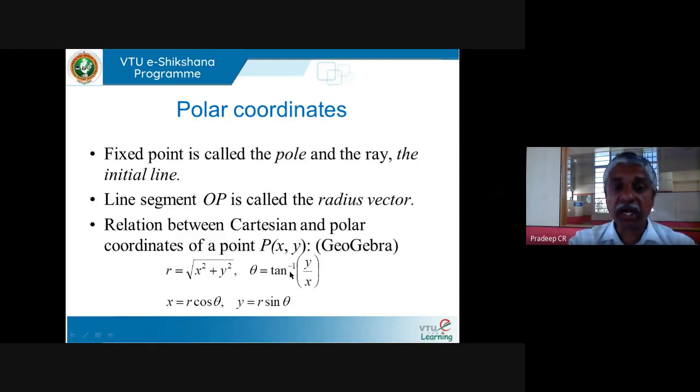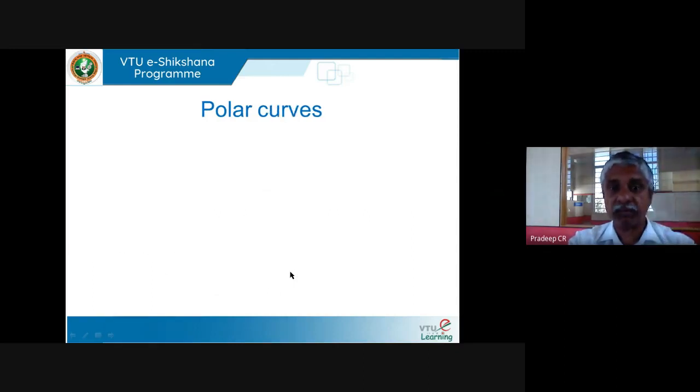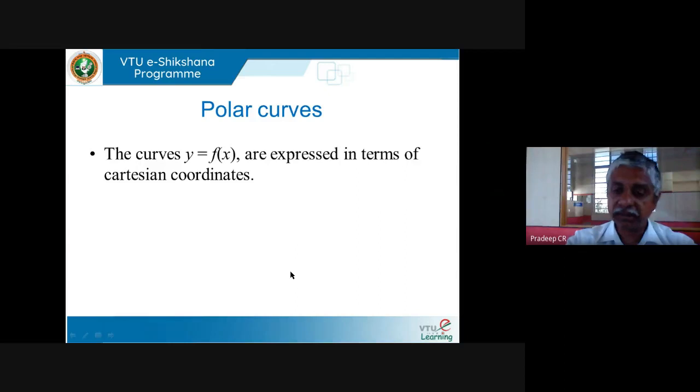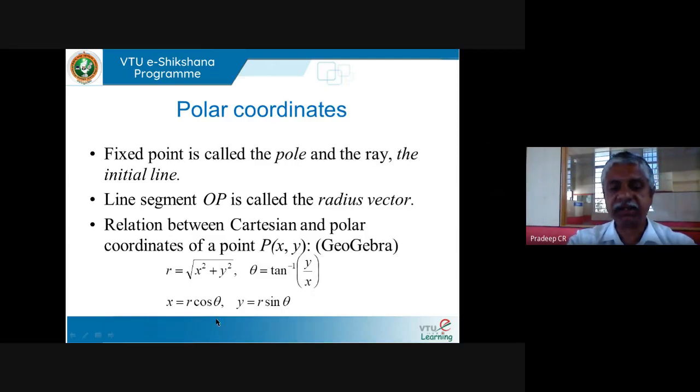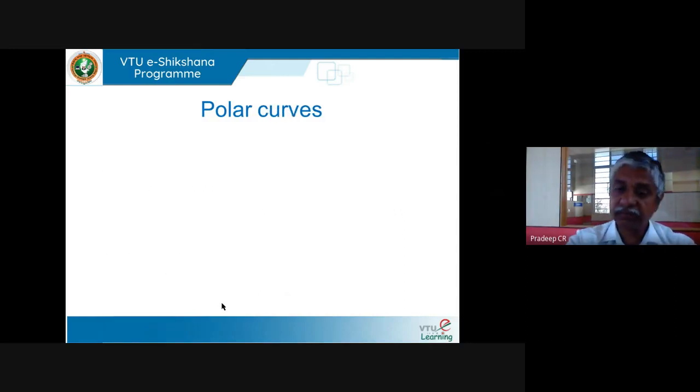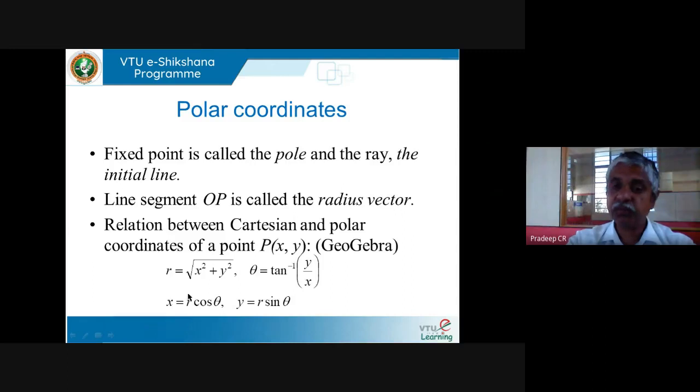If you give me r and theta, this is another problem. If you give me r equal to, say, 5 and theta equal to 60 degrees, you can give it in radians also, then x is equal to 5 cos 60 degrees and y is equal to 5 sin 60 degrees. I hope you understand this. If you give me r and theta, you can find x and y. If you give me x and y, you can find r and theta.